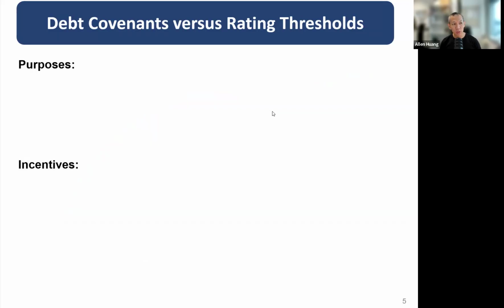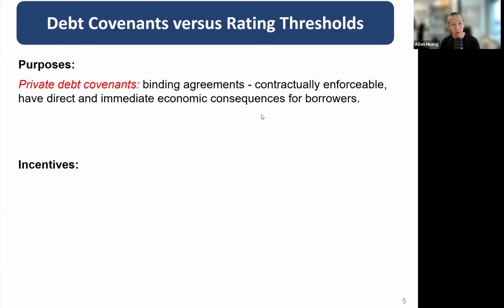Now, these two are targeting different audiences and they are issued by different people. So I would like to give a brief discussion about the differences and also the similarities of these two types of downside thresholds. First of all, private debt covenants are binding agreements between the creditors and the borrowers. They are contractually enforceable. They have direct and immediate economic consequences for the borrowers.